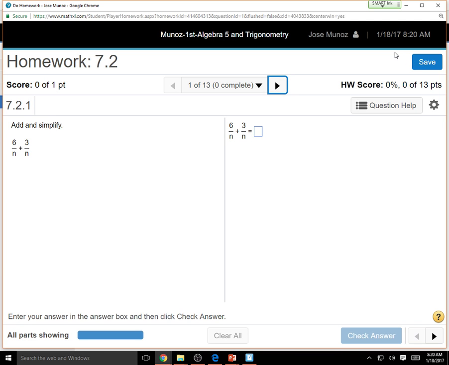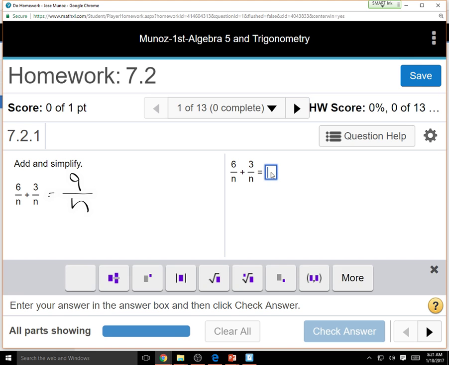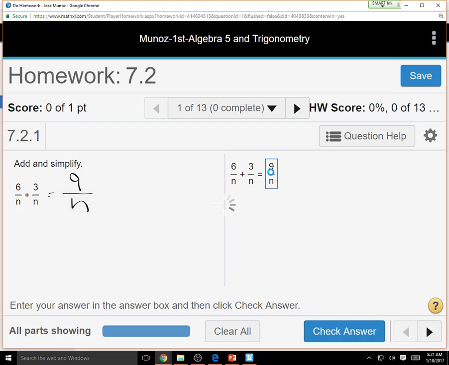Okay, so when I add fractions, Hudson, the denominators need to be the same, correct? In this example, are the denominators the same? Yeah, they are. So that means that I'm going to have a denominator of 3. So I can just add the numerators, which happens to be 6 plus 3, 9. So now that's just going to be 9 divided by n. So over here, 9 divided by n.